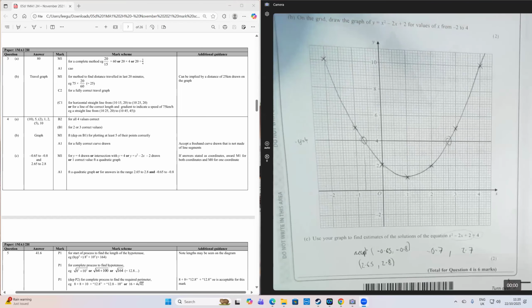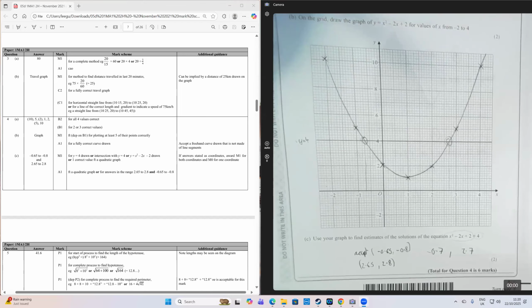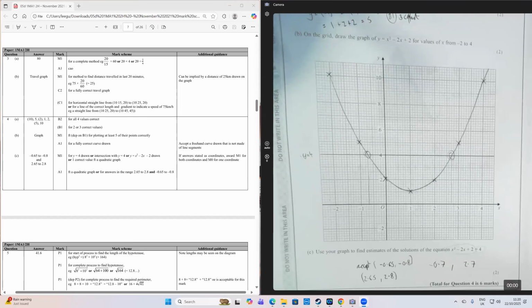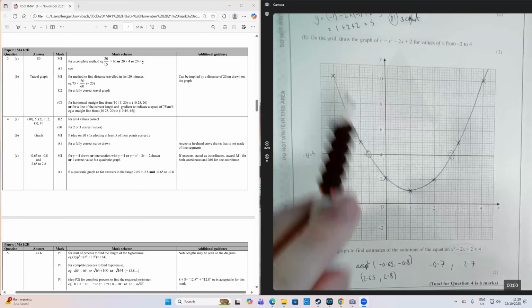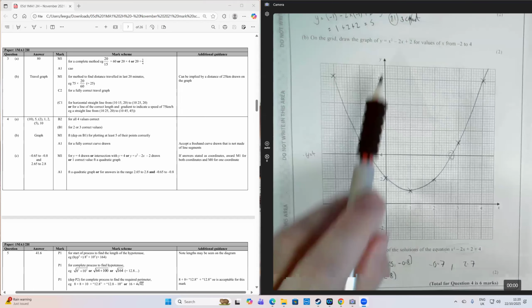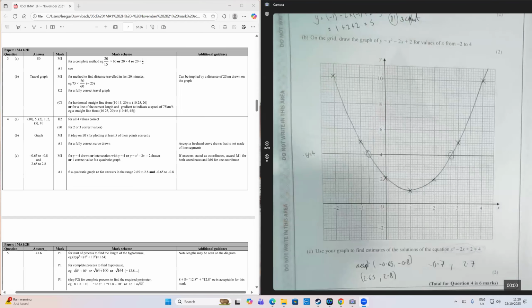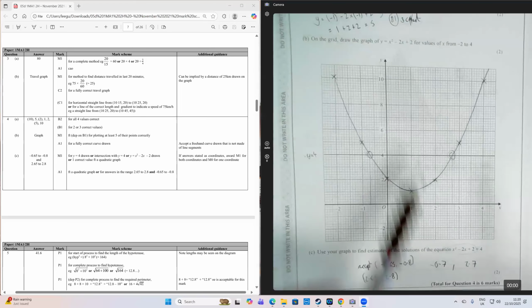X squared minus 2x plus 2 is equal to 4. Now, sometimes, depending on where this comes in the paper, they can change this equation compared to this one. Because this is quite early in the paper, this equation is the same as this one. So we put it equal to 4.